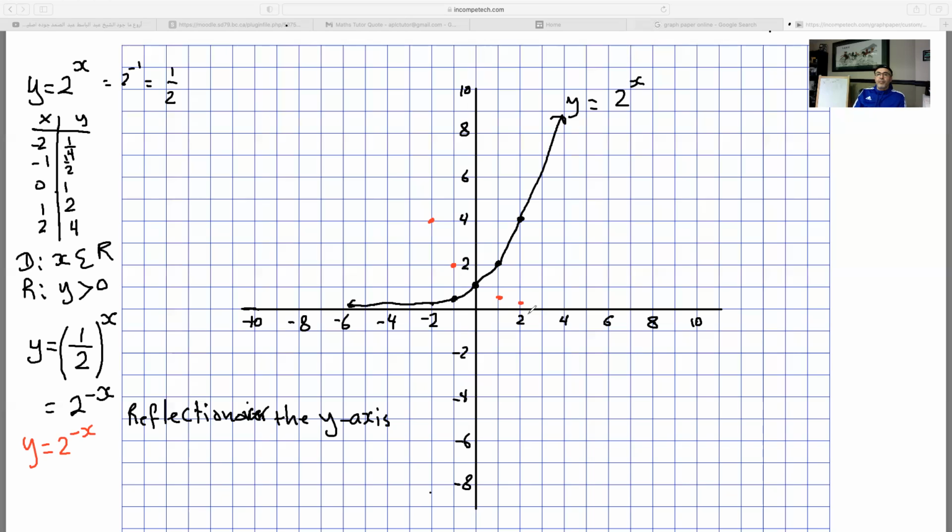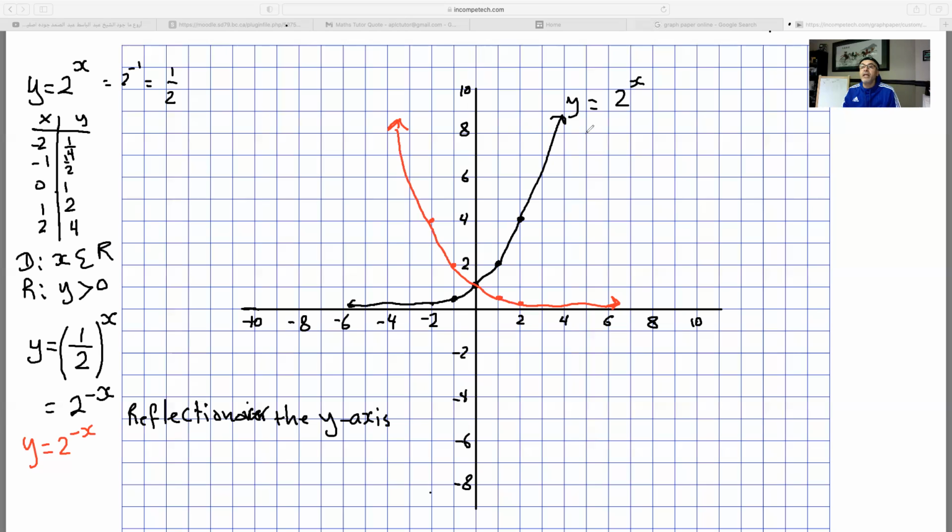And therefore, if I want to graph this, it basically looks like this. And that's how we graph exponential functions. Okay. So now let's explore another one that's maybe a little bit more complicated.